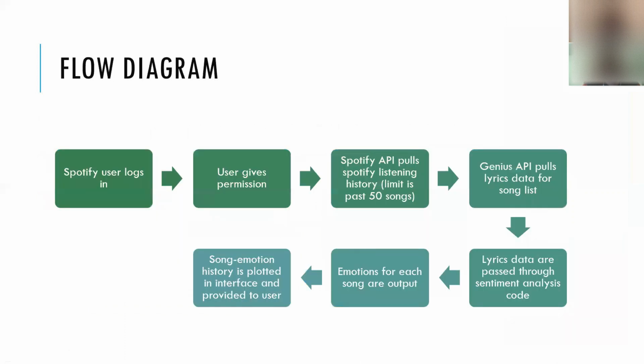So the general flow diagram here shows that the Spotify user logs in, and the user provides permission for our app. The Spotify API pulls the Spotify listening history. The Genius API then uses that song data list to provide us the lyrics data, and the lyrics data is then passed through our sentiment analysis model, and the emotions for each song are output. The song emotion history is then plotted in an interface and provided to the user. Next slide.